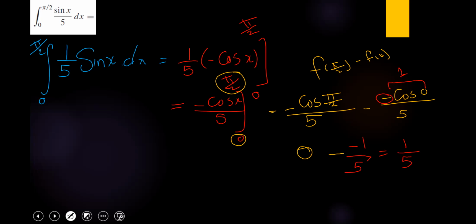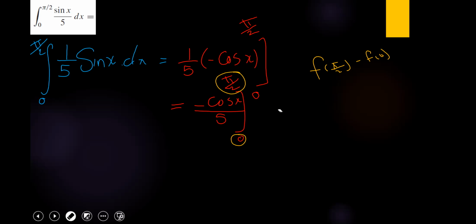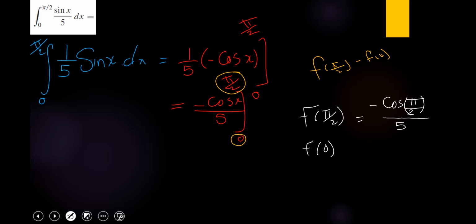Teacher, can you repeat the last step? Okay. After I integrate, I found that the integration is negative cosine x over 5 from 0 to pi over 2. That means I have to find f of pi over 2 and f of 0. What does f of pi over 2 mean? That means I have to evaluate pi over 2 instead of x. And f of 0 means I have to evaluate 0 instead of x. For the definite integral, you have to find the difference between them. That means you have to find f of pi over 2 minus f of 0.